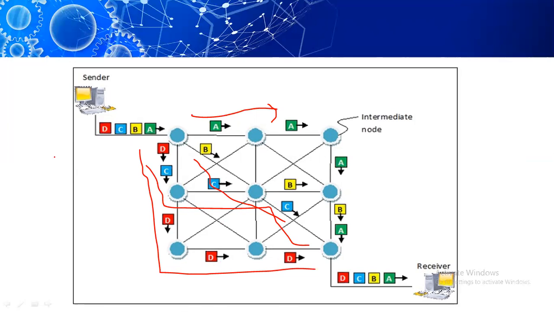At the receiver side, packet A may arrive later than packet B. Similarly, packet D may arrive later than packet C. So each packet arrives at different times. So it is the responsibility of the receiver to rearrange the packets in the original order.